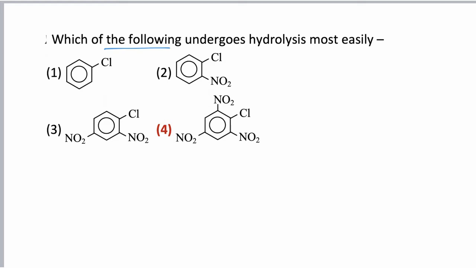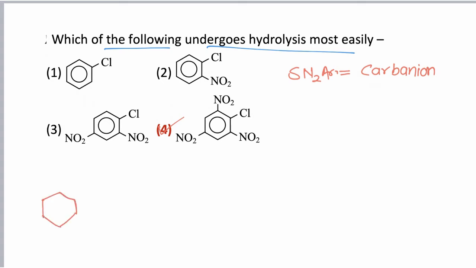Which of the following undergoes hydrolysis most easily? So in this question we have to find the correct order of rate of reaction during hydrolysis. This reaction takes place by the SNAr mechanism, in which a carbanion intermediate is formed, and the stability of the carbanion is increased by electron withdrawing groups. So the molecule having the maximum number of electron withdrawing groups is most reactive and will get hydrolyzed most easily, and hence the correct option is 4.